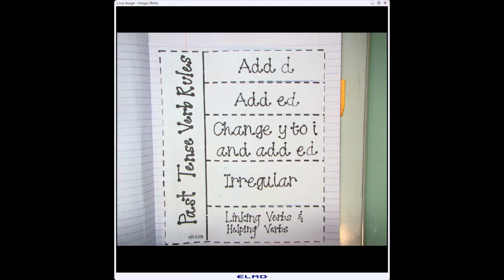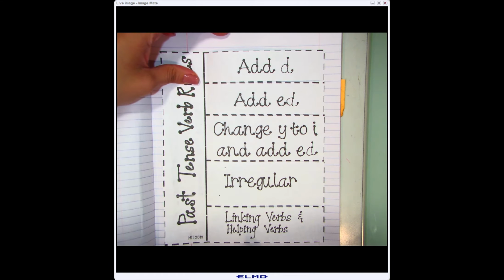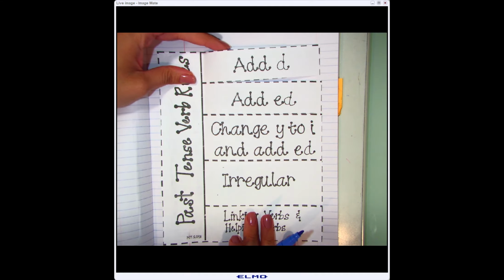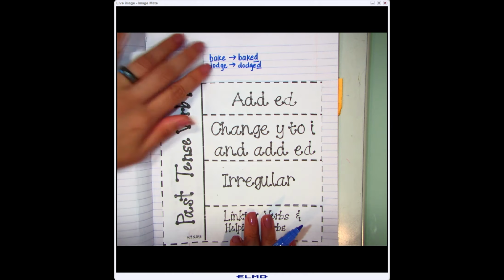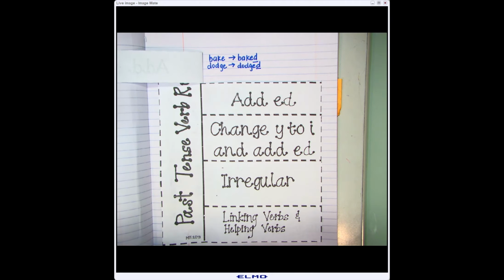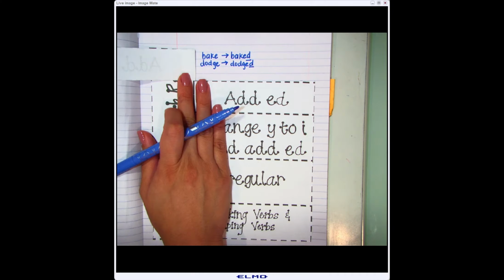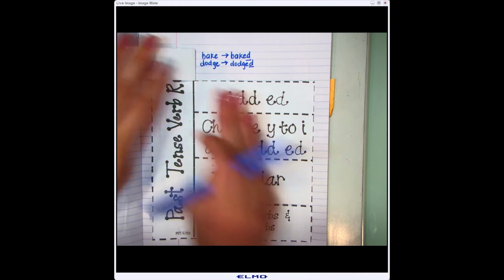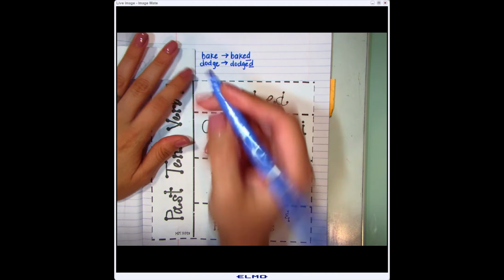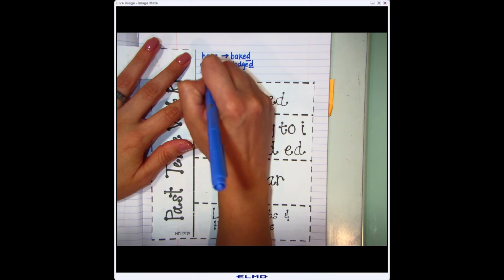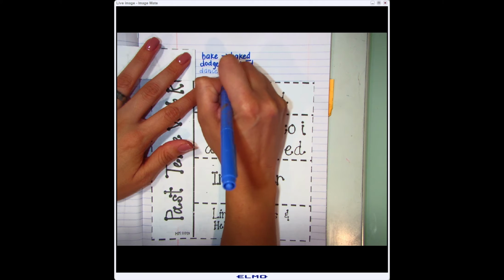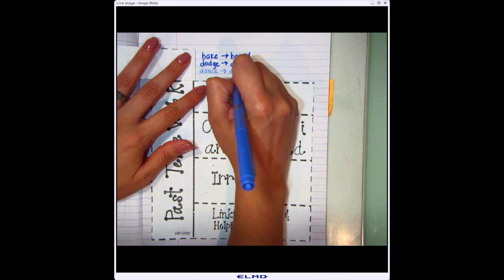So we were going over some of the rules today. The first one we started with was that some verbs, to make them past tense, we just add a D. So we had some examples like baked and dodged. To make these words past tense, all we did was add a D to it. There are other words that we follow this same rule with that end in E. For example, the word dance. Dance already ends in E, so all I'm going to do to make it past tense is add a D at the end.